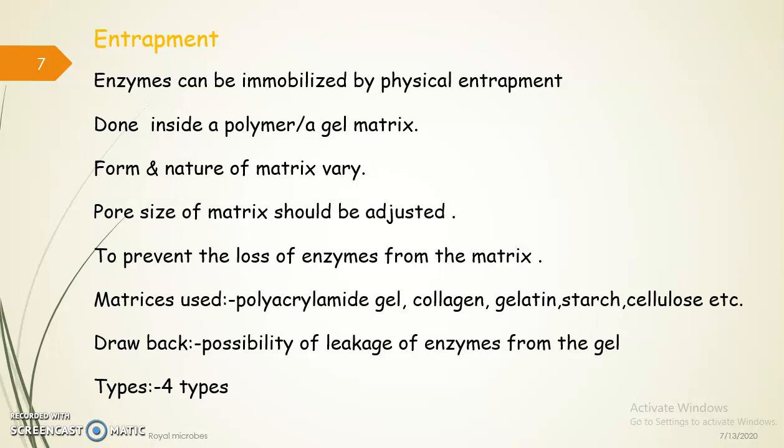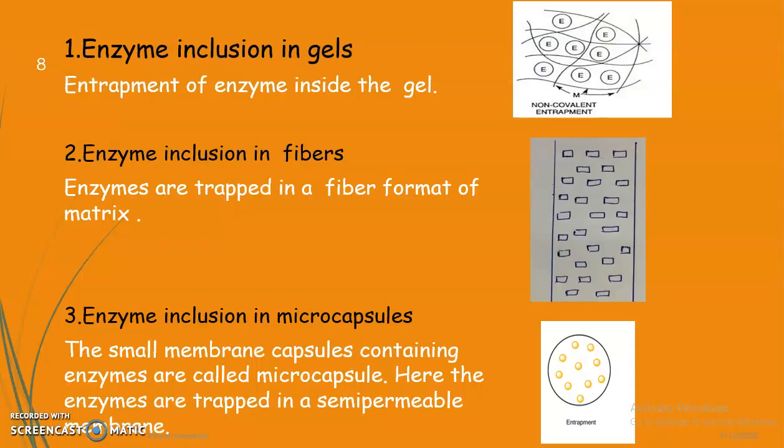Matrices used are polyacrylamide gel, collagen, gelatin, starch, cellulose, etc. One of the drawbacks is the possibility of leakage of enzymes from the gel. During the entrapment process, the enzyme may leak, therefore loss of enzyme can occur in some cases in entrapment. Okay, we can see 4 types of entrapment methods.